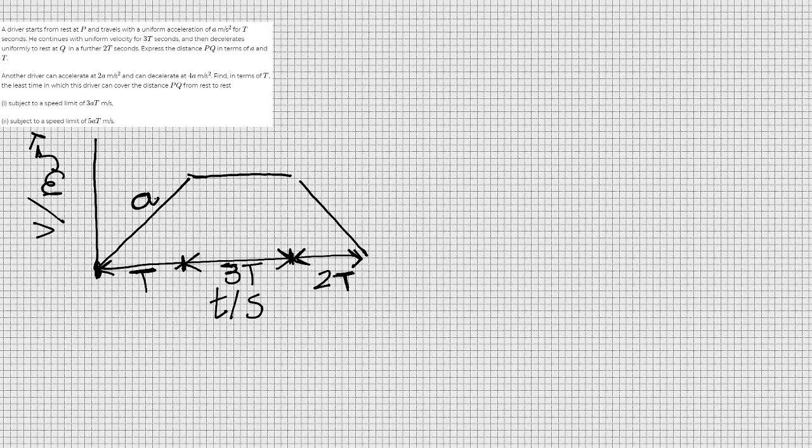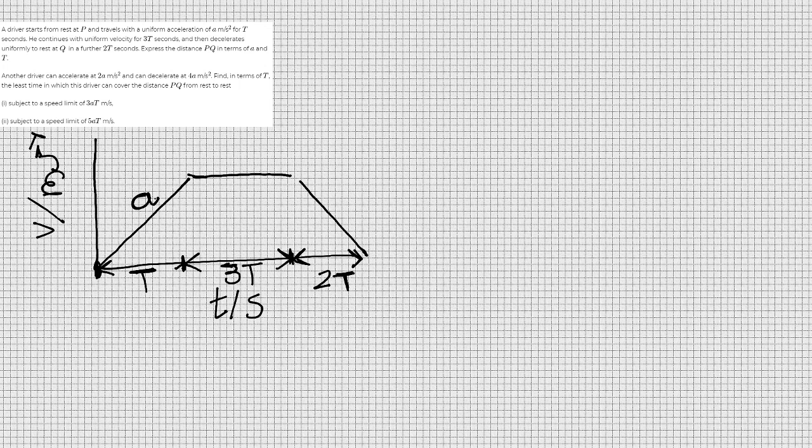Okay, another driver can accelerate with 2a and can decelerate with 4a. Find in terms of t the least time in which this driver can cover the distance PQ from rest.